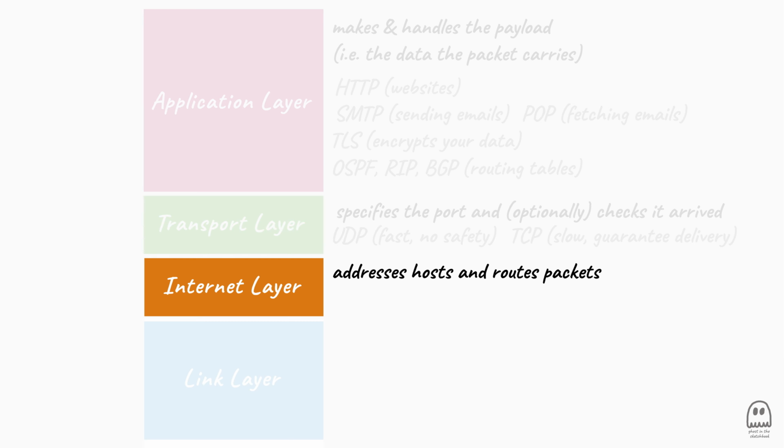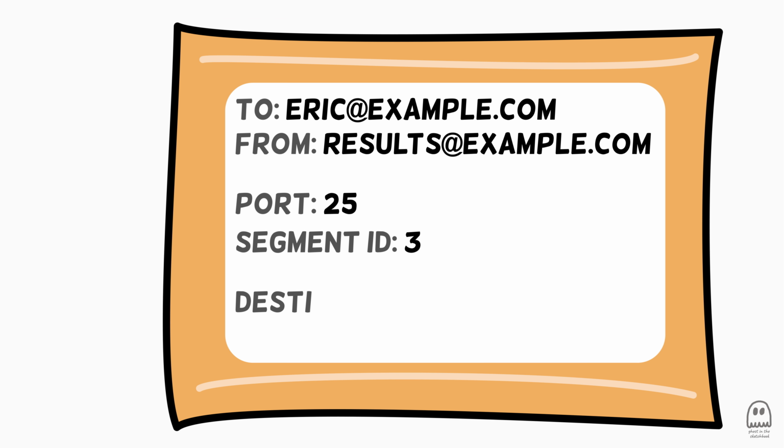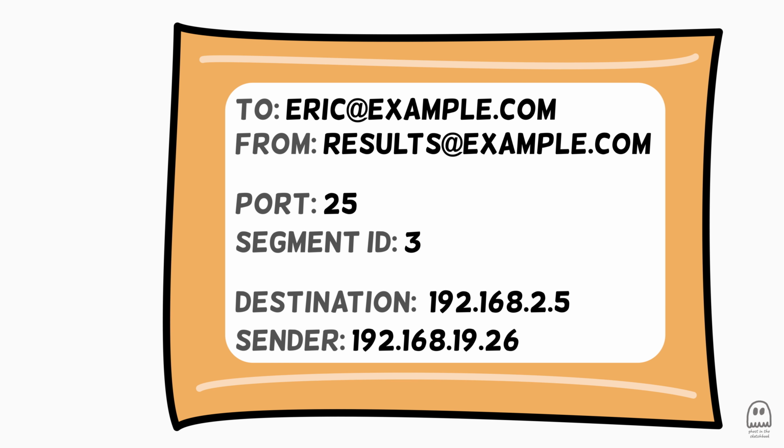Below transport is the internet layer. This is where Internet Protocol, its namesake, lives, and as we've already covered, this defines IP addresses, routing, and other things like fragmentation. IP also, of course, adds the source and destination IP addresses to the packet header.